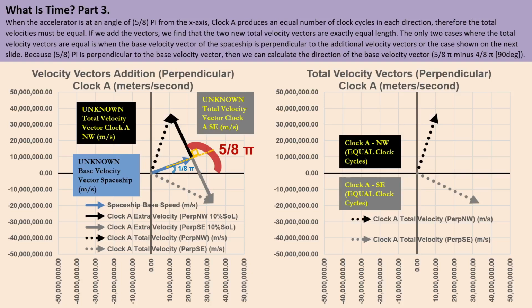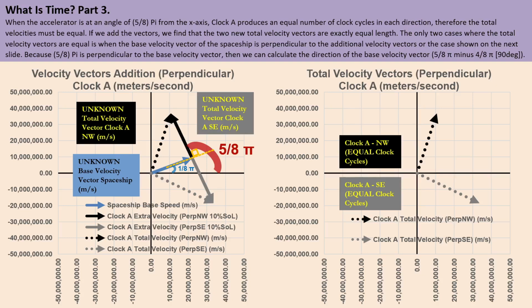When the accelerator is at an angle of 5/8 pi from the x-axis, clock A produces an equal number of clock cycles in each direction. Therefore, the total velocities must be equal. If we add the vectors, we find that the two new total velocity vectors are exactly equal length. The only two cases where the total velocity vectors are equal is when the base velocity vector of the spaceship is perpendicular to the additional velocity vectors, or the case shown on the next slide.